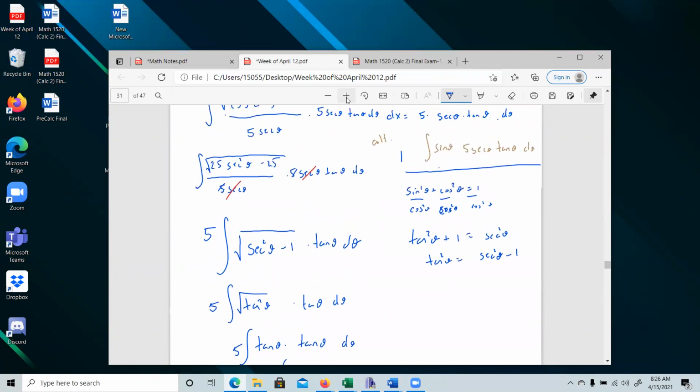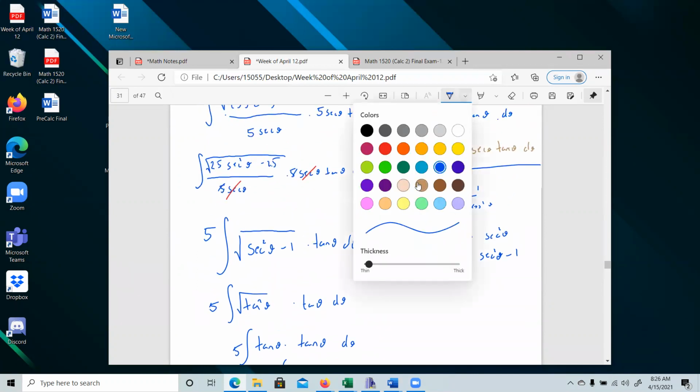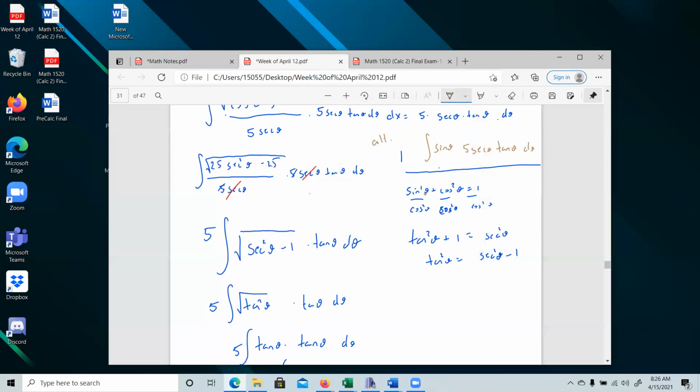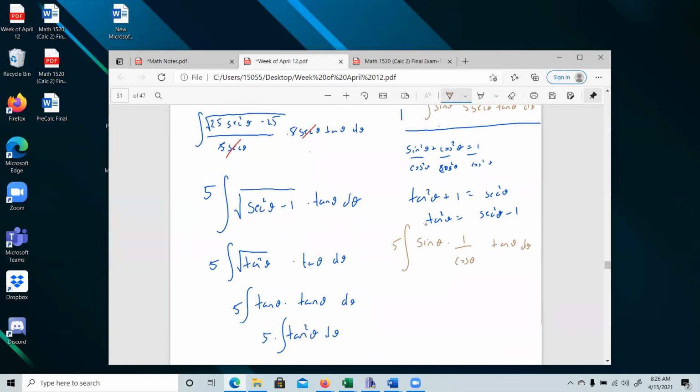So let me go ahead and take a brief pause there. Okay. So here, we have sine theta. Right, that's this one. We have a 5, I'll put the 5 out in front. Secant is really 1 over cosine, isn't it? Times tangent of theta d theta. Sine over cosine goes back to being tangent. Okay, with a 5. And now we have 5 times the integral of tangent squared d theta. I could swear I've seen that somewhere before.